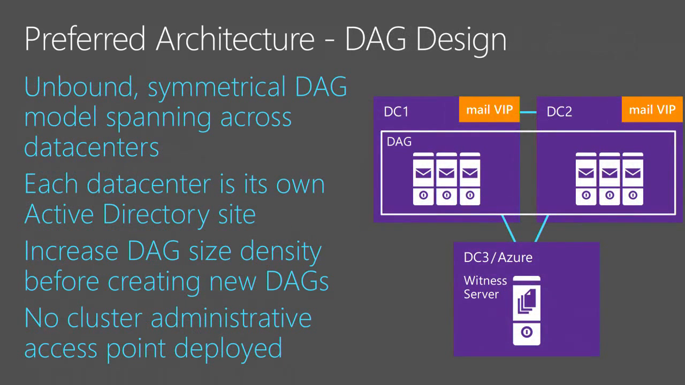For the DAG design, we want you to use an unbound DAG. In other words, have it extending across multiple data centers. And we want it to be symmetrical. In other words, we want it to have an even number of members and the same number of members in each data center. No more odd number DAGs. Okay? Everything should be even, even, even. Makes it super simple. Every data center should be its own Active Directory site.